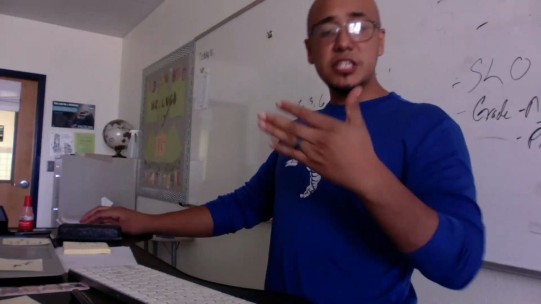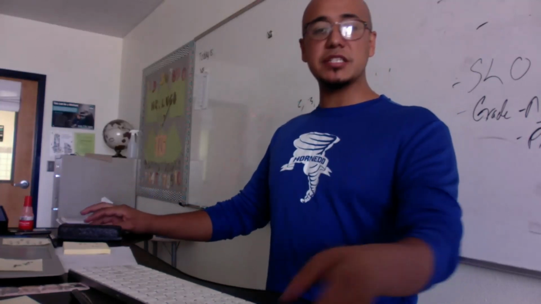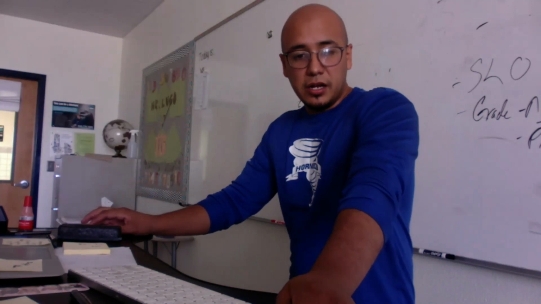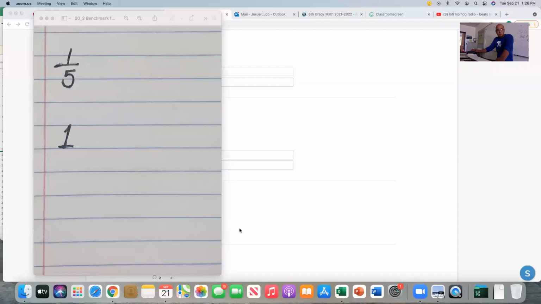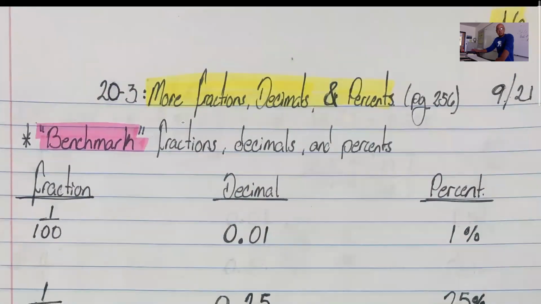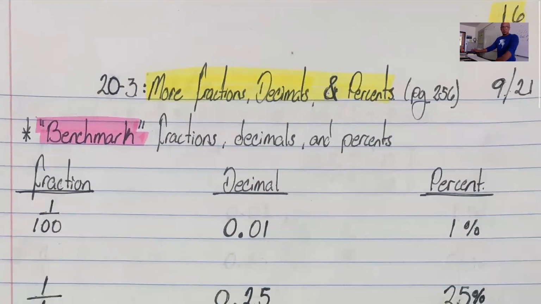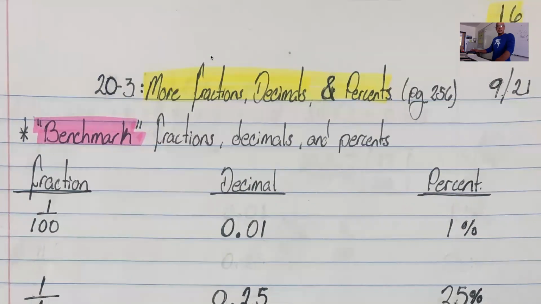Today, we are going to be continuing talking about percents, fractions, and decimals. And so let's go over those things. But specifically, I want to be going over what we call benchmark fractions, decimals, and percents. And by benchmark, I simply mean fractions, decimals, and percents that when you see them, without having to calculate it, you should know what the fraction, decimal, and percent equivalents are.